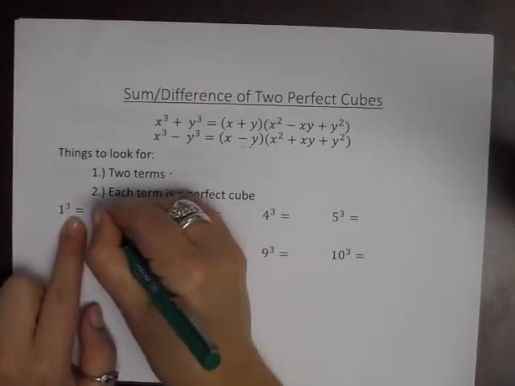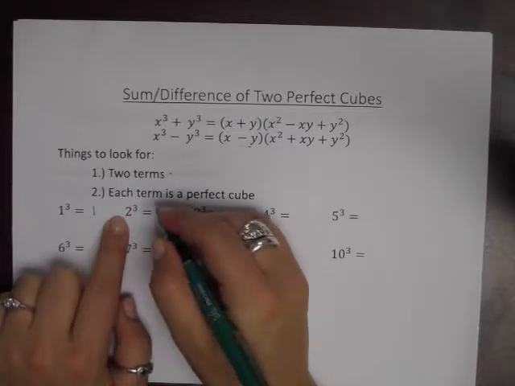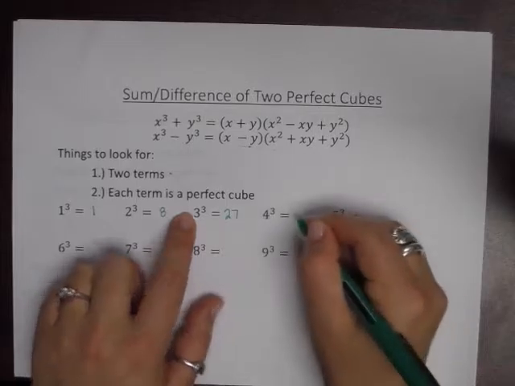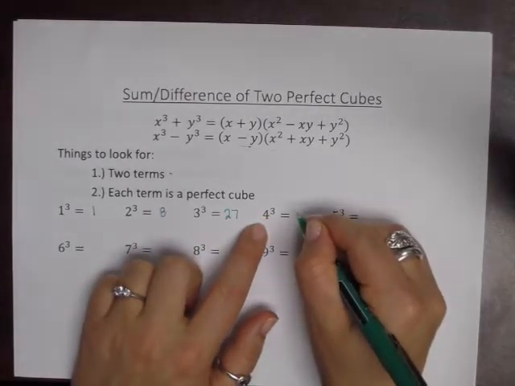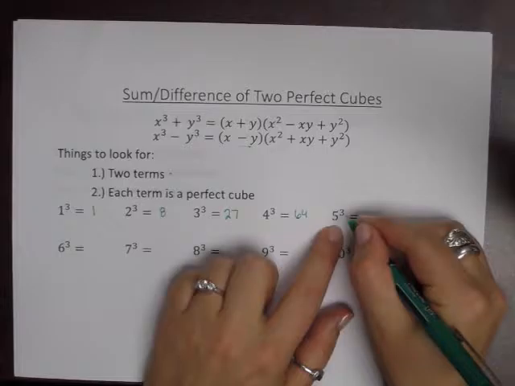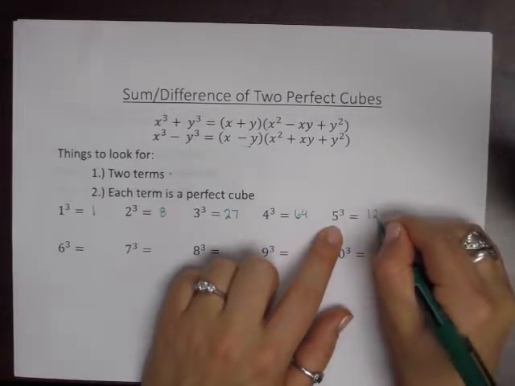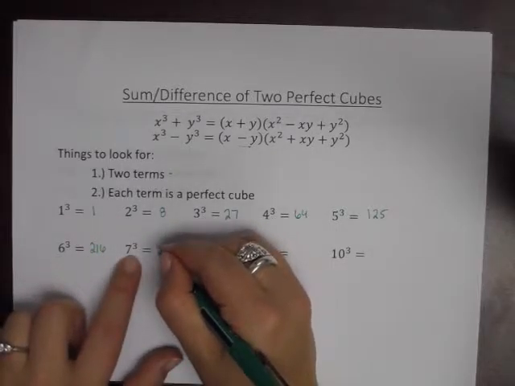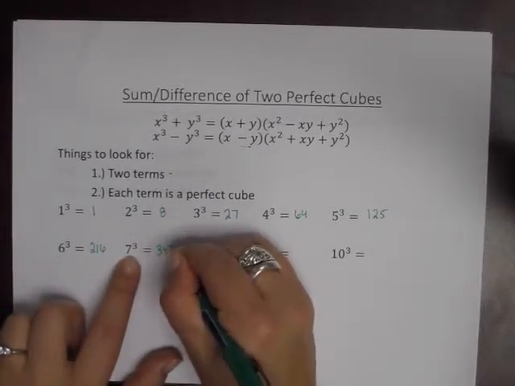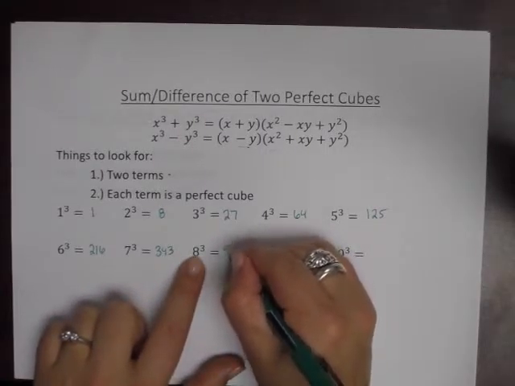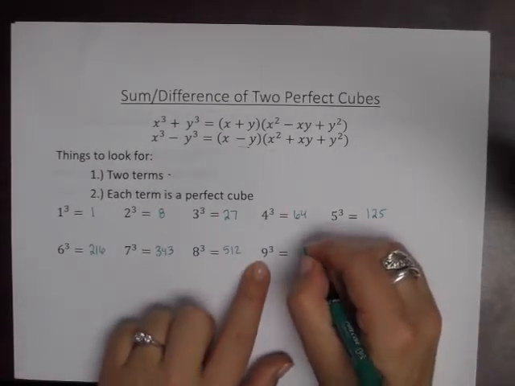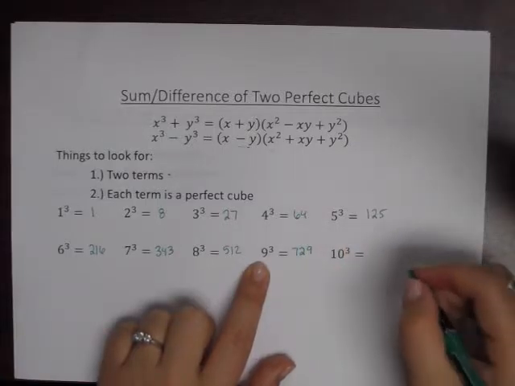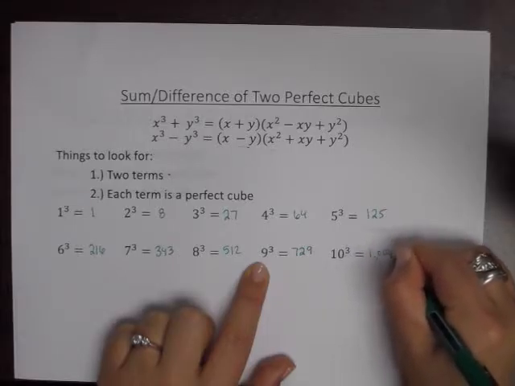Okay, so 1 times 1 times 1 is 1. 2 times 2 times 2 is 8. 3 times 3 times 3 is 27. 4 to the third, or 4 times 4 times 4, is 64. 5 times 5 times 5, or 5 to the third, is 125. 6 times 6 times 6 is 216. 7 times 7 times 7 is 343. 8 times 8 times 8 is 512. 9 times 9 times 9 is 729. And 10 times 10 times 10 is 1000.